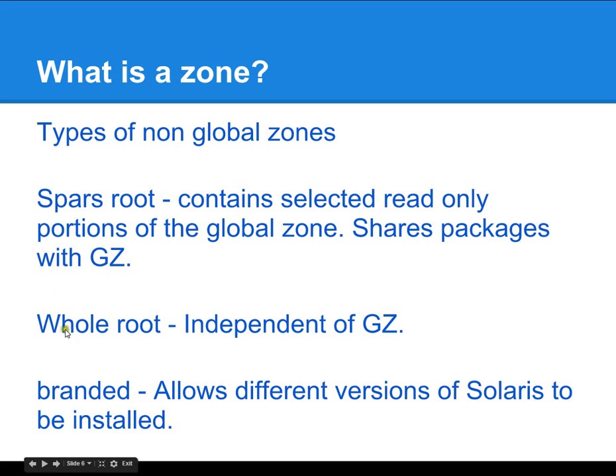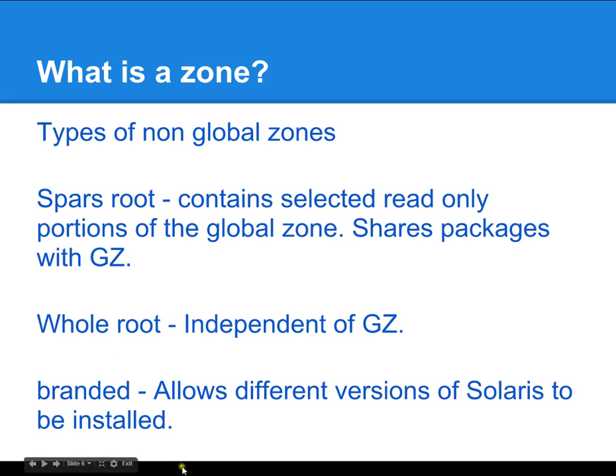So this is called a whole root zone. It's 100% independent from the global zone, whereas a sparse root zone is still independent as well. Well, I guess I can't say it's independent. The only dependency it would have is the directories that you've chosen to share. But again, it's not writing to those directories, it's just reading from them. There may be some cases where you can share a directory where you would be able to write, but in most cases it would just be a read-only copy of that directory.